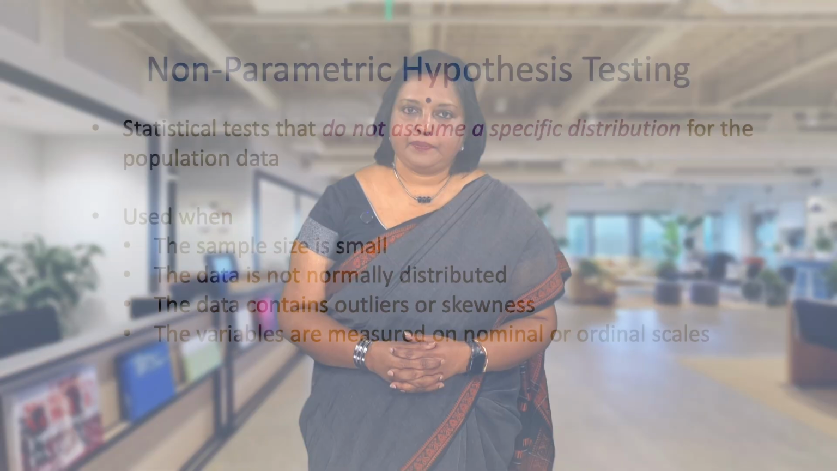Non-parametric tests are statistical tests that do not assume a specific distribution for the population data. Unlike parametric tests, non-parametric tests do not require the assumption of normality, and they do not rely on population parameters such as mean and variance. Instead, they are often based on ranks, signs, and frequencies or counts. Because of this, non-parametric tests are also called distribution-free tests.